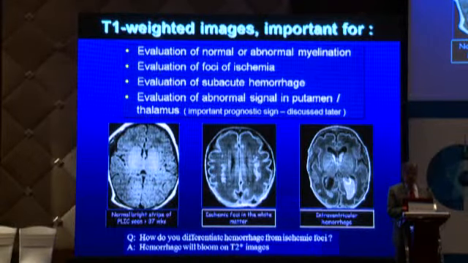So T1 weighted images are important for normal or abnormal myelination and to pick up foci of ischemia. So this is the normal myelination that I showed you here, the posterior limb of the internal capsule at term. These are foci of ischemia, and this is hemorrhage. Now both ischemia and hemorrhage can look bright on T1. The way to differentiate is if you do gradient echo T2 star images, the hemorrhage will bloom, ischemia will not bloom. So that's one way of differentiating the two.